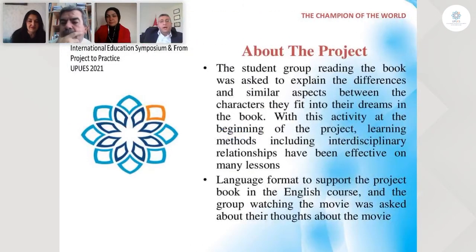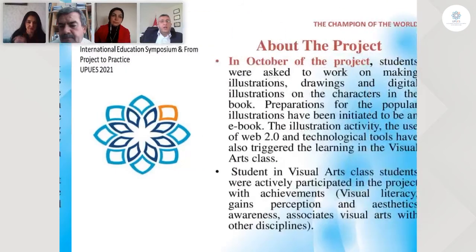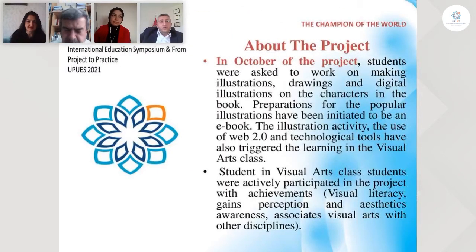The students watched the film. About the project, the student group reading the book was asked to explain differences and similar aspects between the characters. They fitted into their dreams and the book. This is the activity at the beginning of the project learning methods, including interdisciplinary relationship, which have been effective on main lessons, language, format to support the project, book in the English course, and the group watching the movie was asked about their thoughts about the movie.